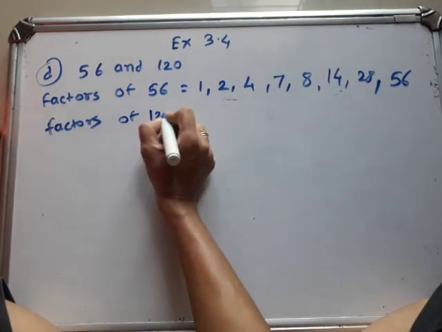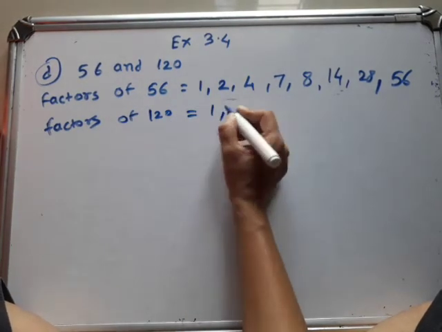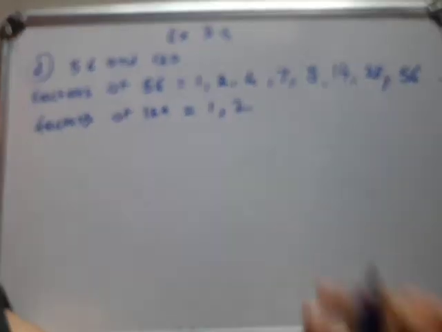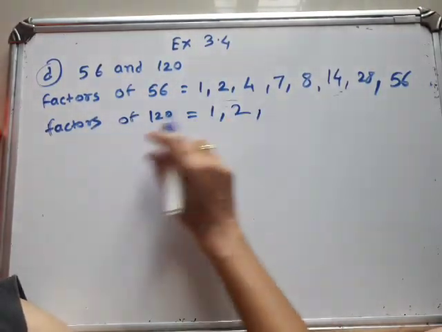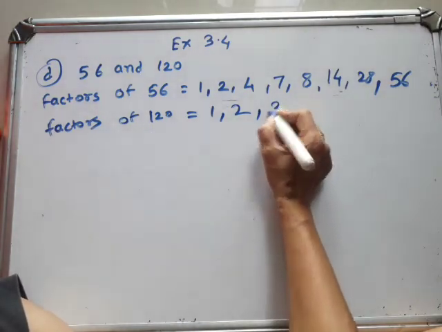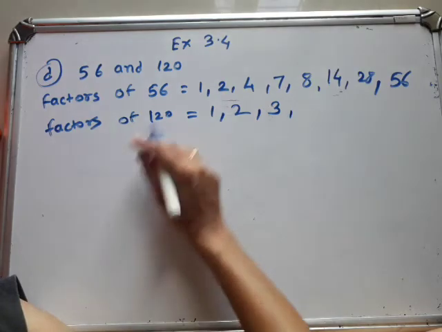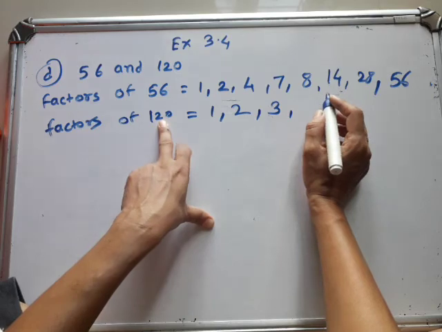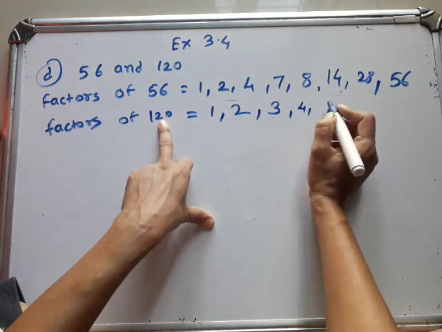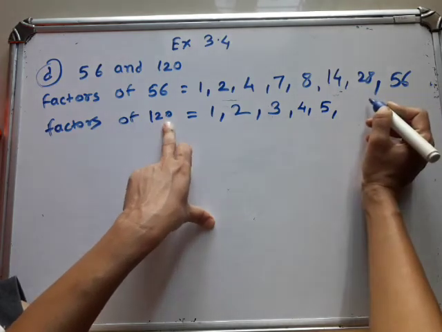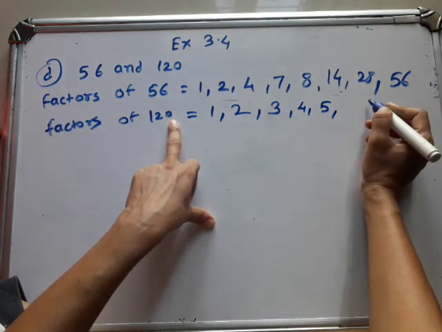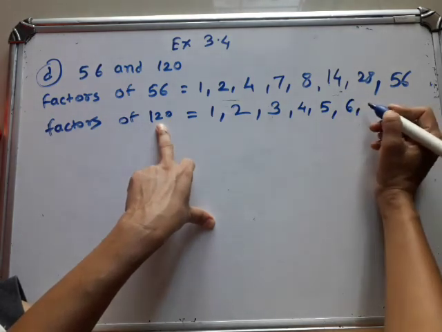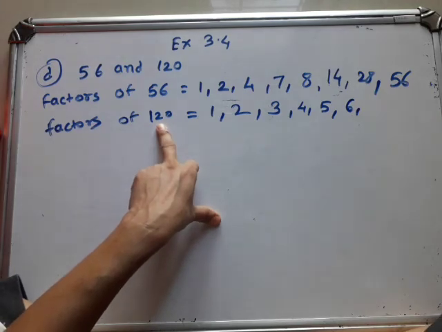factors of 120. Again, this is an even number. 1 is a factor of all numbers. Then 2 because this is an even number. Then 1 plus 2 is 3, so it will come in the table of 3 also. 3 fours are 12. Then 5 also: yes, the last two digits are 20, 4 fives are 20, which means this number is in the table of 4 too. Then 5, because the last digit is 0 or 5, so the number is divisible by 5. Then it will come in the table of 6 also. Then 7 is not possible. 8 again not possible.